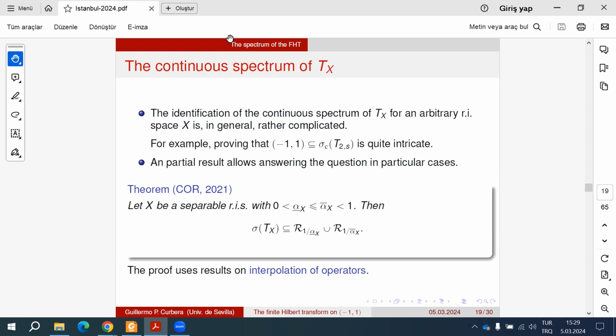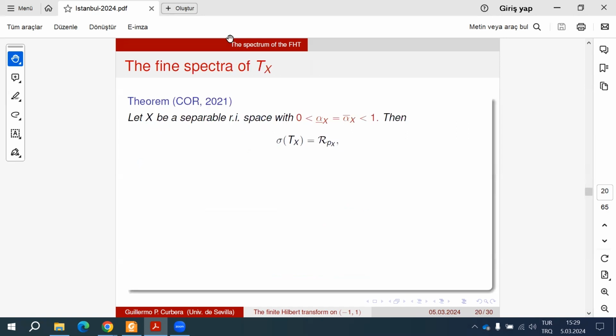This proof requires tools from interpolation. Somehow this is why it's not refined, because when interpolating, you're not speaking about one operator, but about many operators at the same time. It's not sharp.